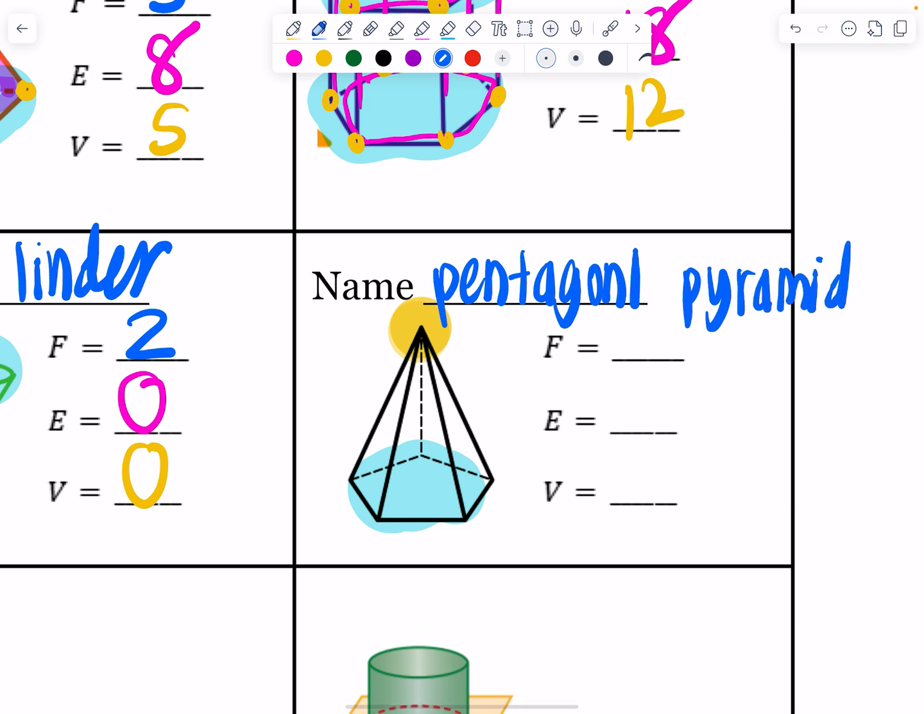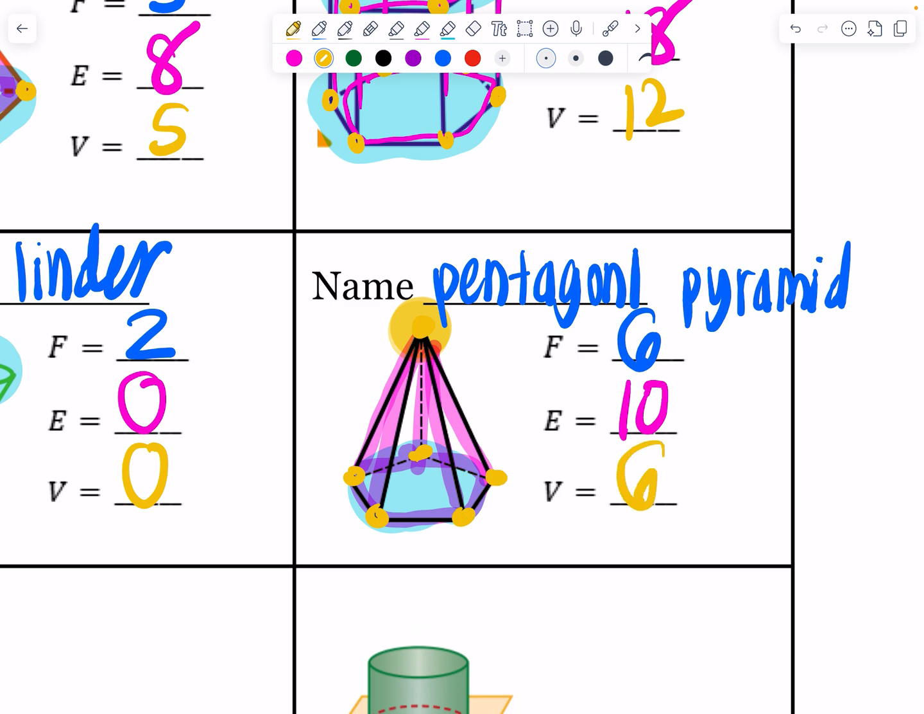It has 5 sides, and so what that means is it's going to have 5 faces around the walls and then 1 around the bottom. So it's going to be a total of 6. How many edges is that? 1, 2, 3, 4, 5. 1, 2, 3, 4, 5. So a total of 10 edges. 10 edges. How many vertices? Just the points. 1, 2, 3, 4, 5, 6.